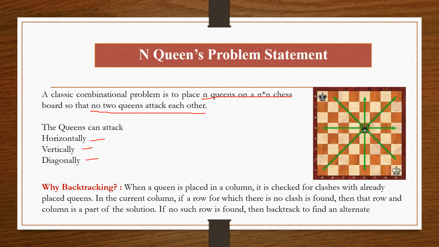So why are we using the backtracking approach for solving the n-queens problem? When a queen is placed in a column and it is checked for clashes with already placed queens, if a row with no clash is found in the current column, then that row and column are part of the solution. But if no such row is found, then we need to backtrack to find an alternative. That is the reason we are using the backtracking approach for the n-queens problem.